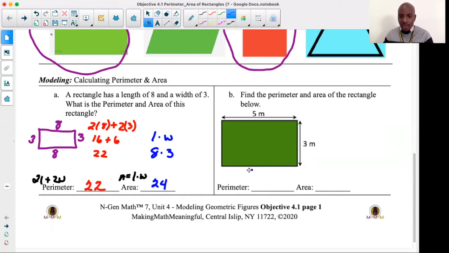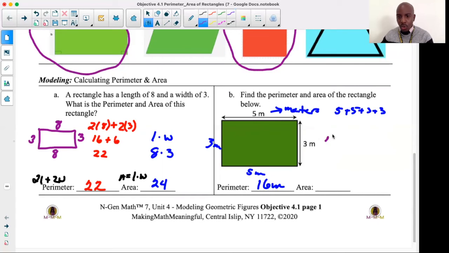That means down here is 5. That means over here is 3. Now, notice that they have the letter M next to it. This letter M stands for meters. Okay, when I go to calculate the perimeter, I'm going to do it the other way this time. I'm going to do 5 plus 5 plus 3 plus 3. Okay, this is going to be 10 plus 6 equals 16 M.